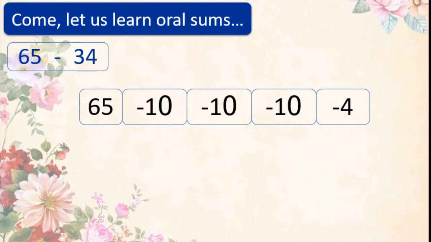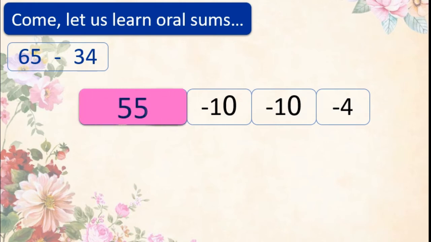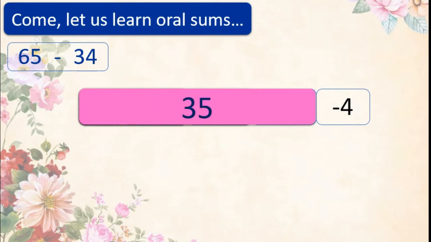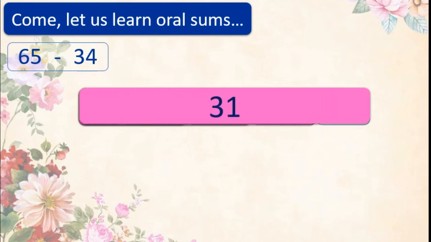Now we will begin our calculation. 65 minus 10 is equal to 55, correct? 55 minus 10 is equal to 45. Go on making minus 10, correct? 45 minus 10 is equal to 35. And 35 minus 4, that is units, is equal to 31. Isn't it? Same method we followed, but we carried out subtraction here. One more we will do.